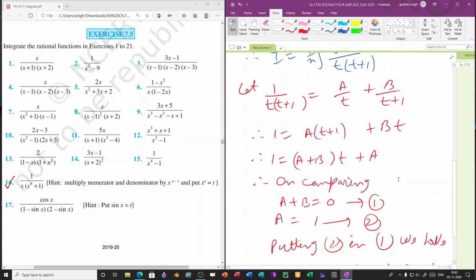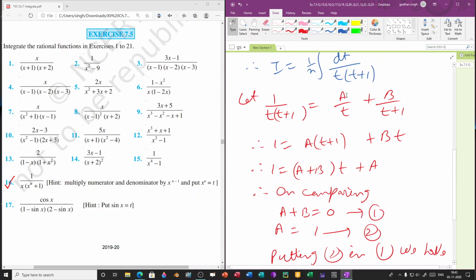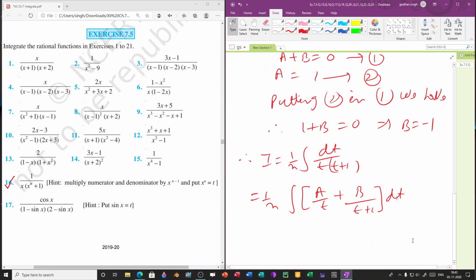Now we can easily integrate. So therefore I equal to integration of 1 by n. Here we are having dt over t into t plus 1, and that we have rewritten as a by t plus b over t plus 1. So equal to 1 by n integration of a by t plus b by t plus 1 dt.